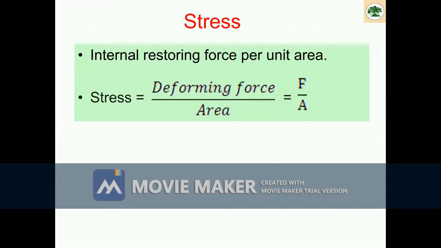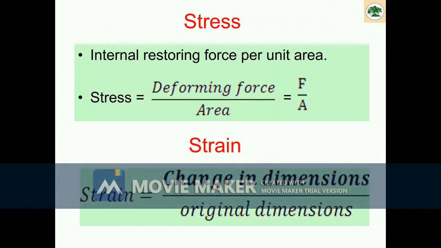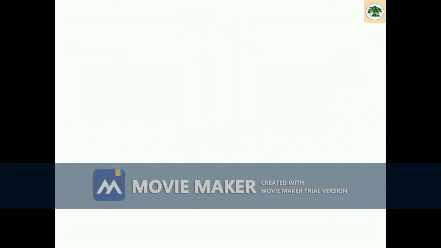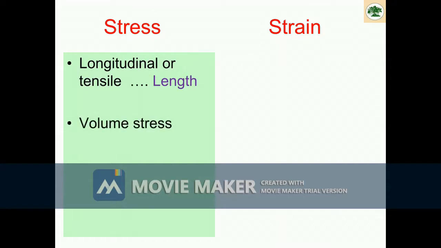Now there is another physical quantity, strain. Strain is the change in the dimension per unit original dimension. This ratio is called strain. Now stress and strain can be explained with the help of the length, volume and shape of the body.